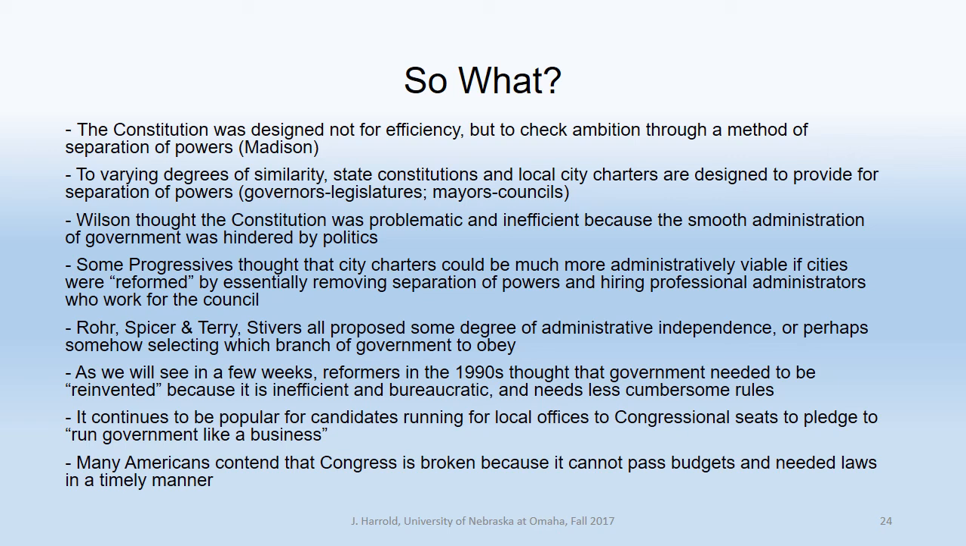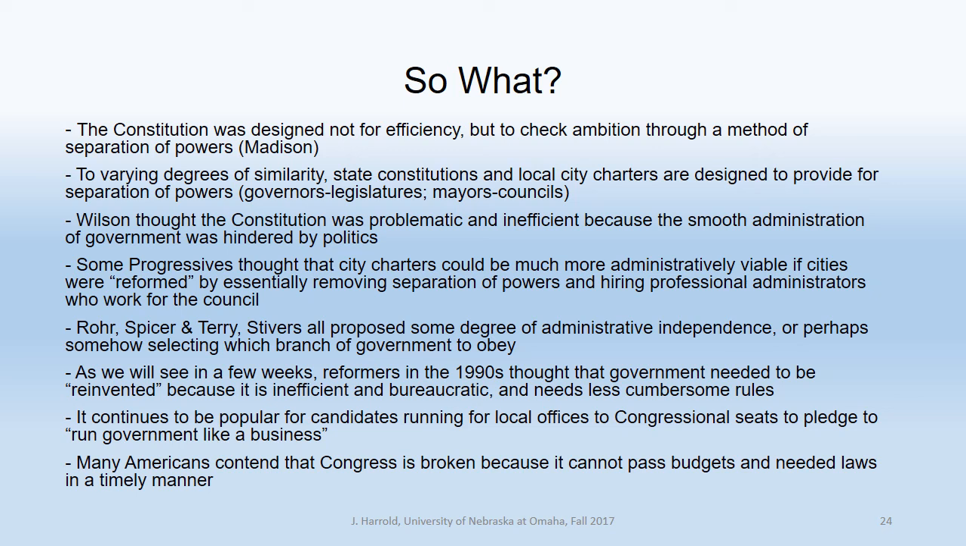I had to read Rohr and Spicer and Terry and Stivers, and to some degree, they all talked about what it would be like if administration had some degree of independence, or should administration have some degree of independence? And this goes really to the heart of arguing about separation of powers. And in a few weeks, we'll talk about new public management and see that reformers in the 1990s, one of the things they wanted to reform was the inefficiency of bureaucratic government. Really, in a sense, they were talking about inefficiency of separation of powers.